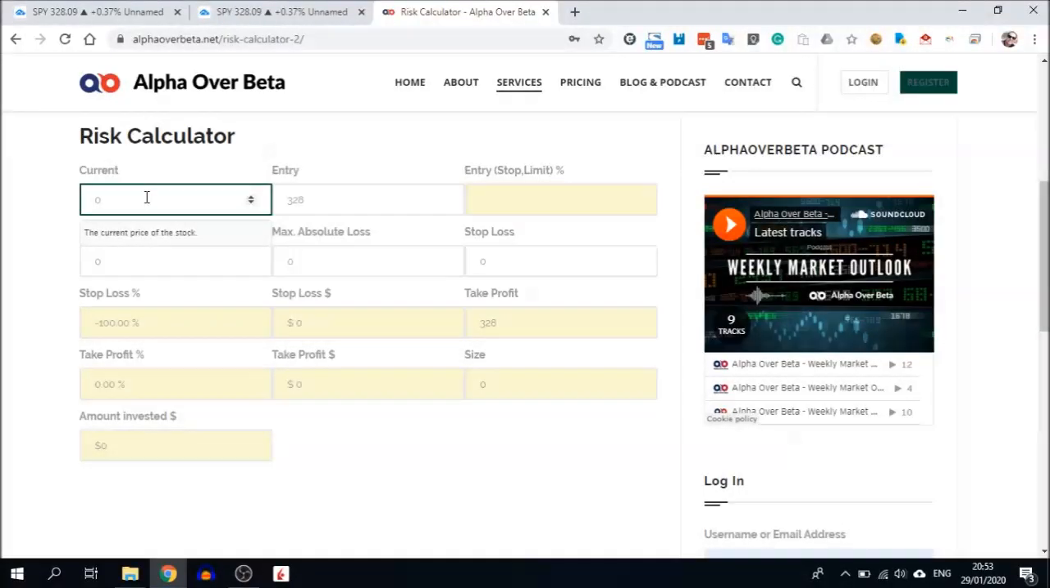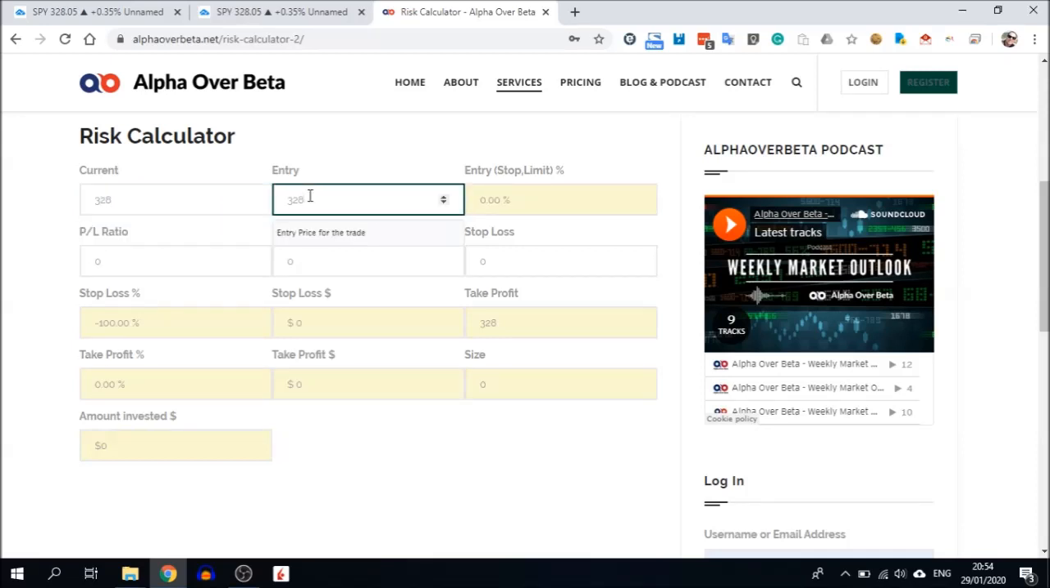So you head on to the risk calculator of Alpha over Beta, and that's an app that will calculate the size of each and every order in order to maintain a pre-calculated risk. So how do you use it? The first field you have to enter is the current price of the market. Let's say that we're going to trade SPY, which is an ETF tracking the S&P 500. So the current price of the SPY is, as you can see here, 328.